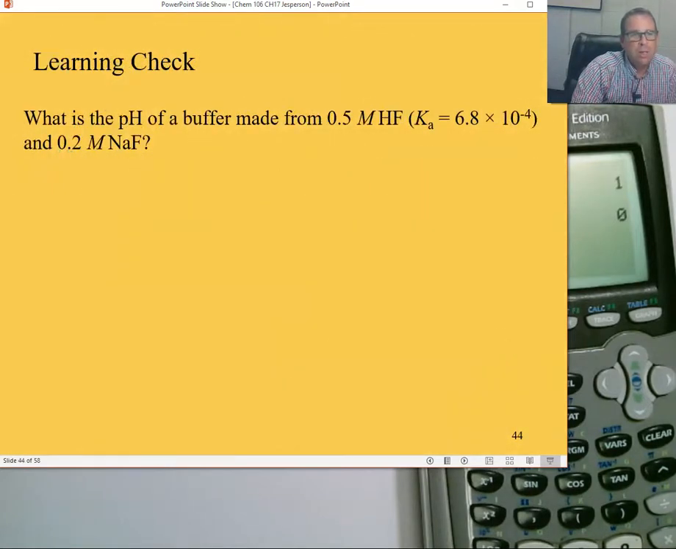All right, so let's see. What's the pH of a buffer made from 0.5 molar HF and 0.2 molar sodium fluoride? Here's the buffer. We're making a buffer. 0.5 molar HF, 0.2 molar sodium fluoride. What is the pH going to be? You want to help me with this one, Brielle?